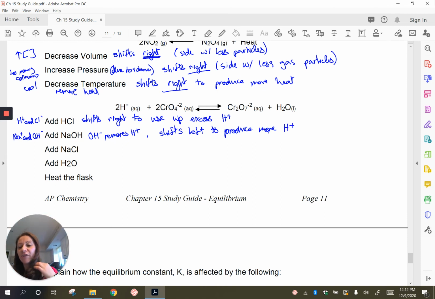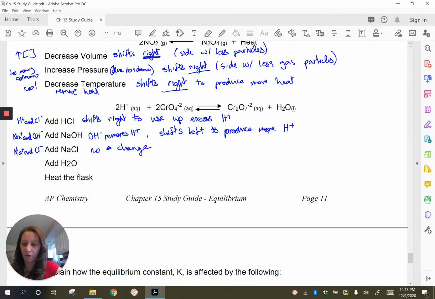Okay, how about addition of NaCl? Well, I don't see NaCl here. If you add NaCl to a solution, that's really adding Na pluses and Cl minuses. I don't see any Na pluses or Cl minuses. I don't see anything that could react with Na plus or could react with Cl minus, so no effect. Nothing changes. Let's say no change.